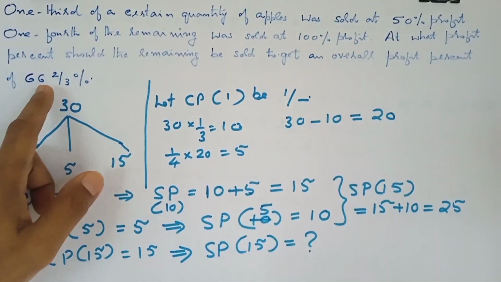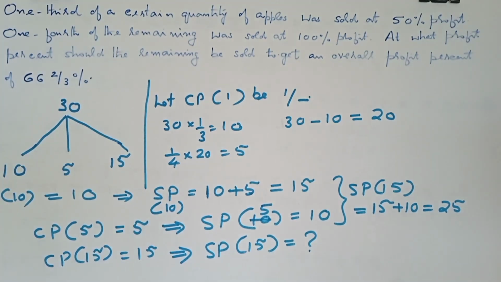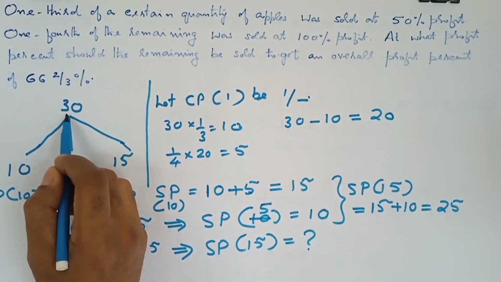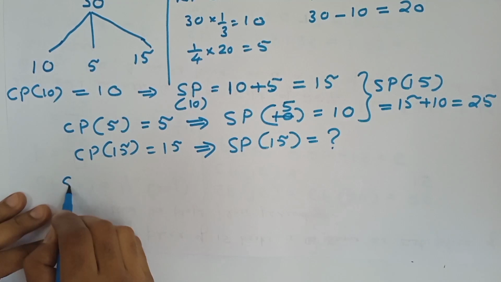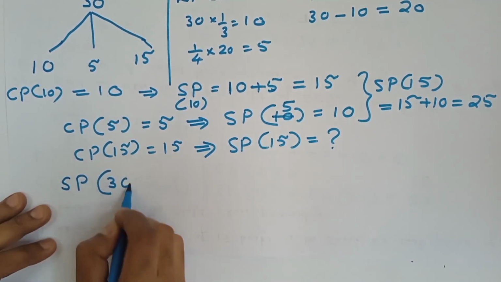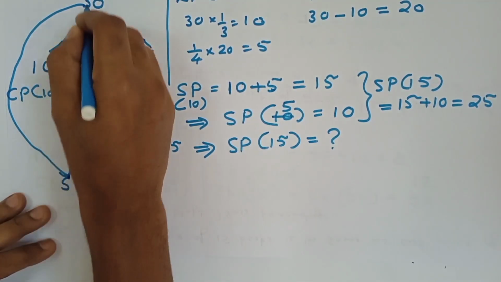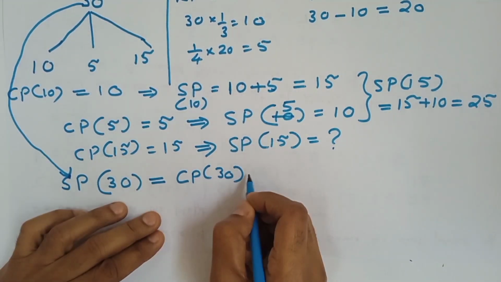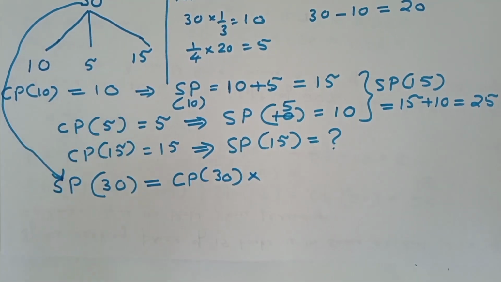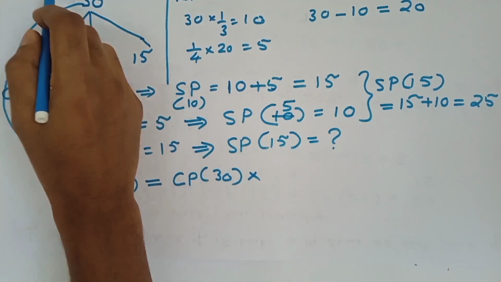What does the question say? The trader expects 66 2 by 3 percentage overall profit. This overall profit will be based on the total number of apples and the total CP of that. Now let's find out SP of total, 30. This is the total number of apples. This will be CP of 30 into how much? 66 2 by 3%. 66 2 by 3% means this should be increased by what?